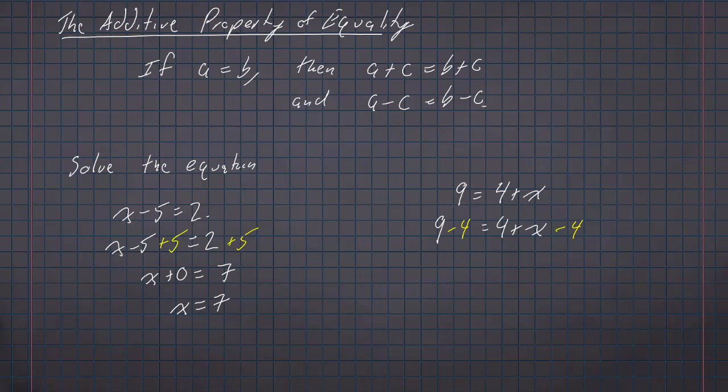Nine minus 4, of course, is 5. And on the right-hand side, I can rearrange that a little bit to see clearly that combining like terms, I will have 4 minus 4, which is 0. And anything plus 0 is that thing. So 5 is equal to x.